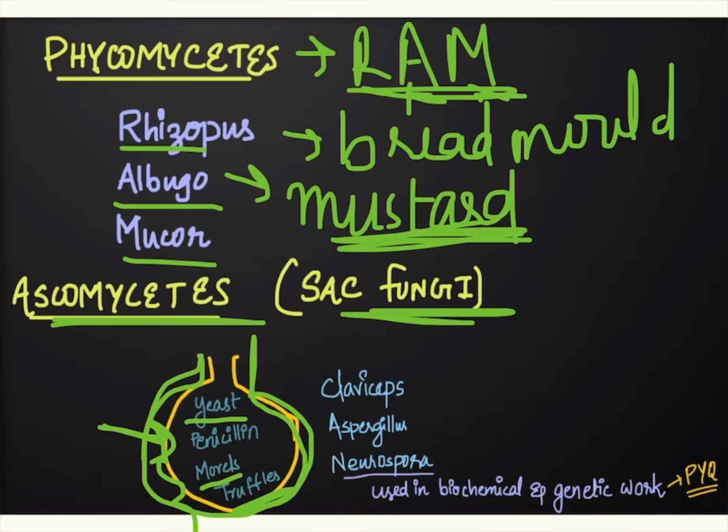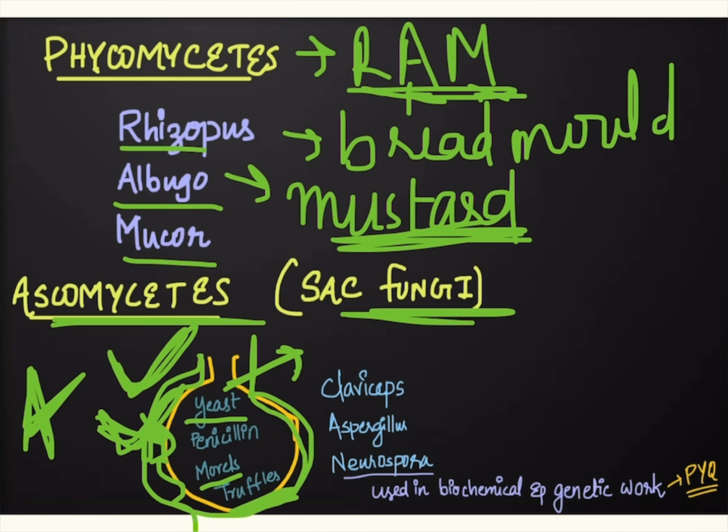So in the sack we are placing four substances. First one is the yeast, and second one is the antibiotic, that is penicillin. Yeast is unicellular fungi. Fungi are generally multicellular, yeast is the only unicellular fungi. And then we are placing an antibiotic in the sac, that is penicillin, and then we are placing some edibles, and the edibles are the morels and truffles.